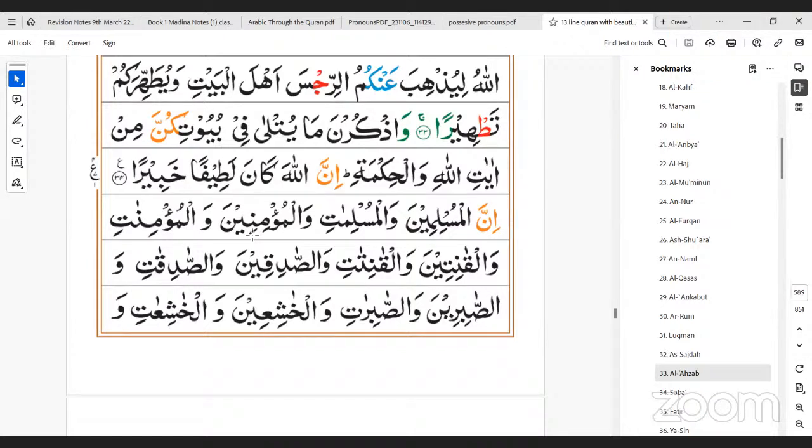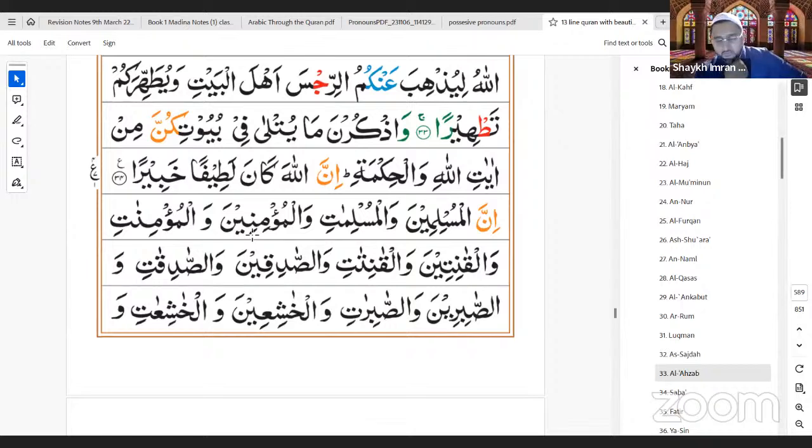I have a question here. Is inna here a preposition? And what is the meaning? Good question. The word inna is a particle which comes in the meaning of indeed, verily, surely. Inna Allah, surely Allah subhanahu wa ta'ala is gentle and He is all aware, all knowing. Inna Allah kana latifan khabira. Inna al muslimina, well, surely, it comes in the meaning of surely or indeed.